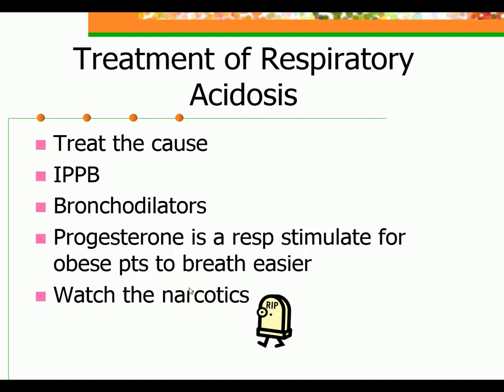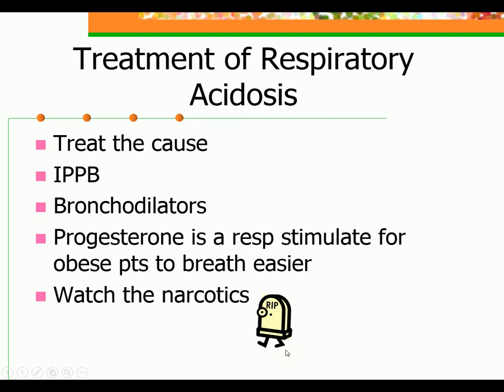So how do we treat respiratory acidosis? Again, we go back and we treat the cause. We have to be very careful. It may be bronchial dilators and opening them up. We have to be very careful with narcotics, because sedatives and narcotics in patients with acidosis can make the acidosis worse and actually lead to, rest in peace.